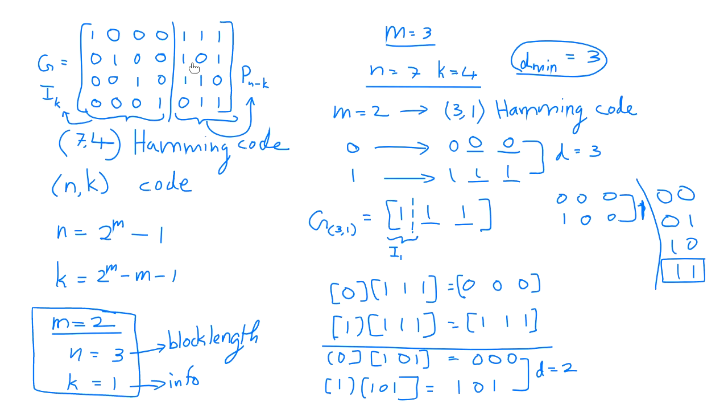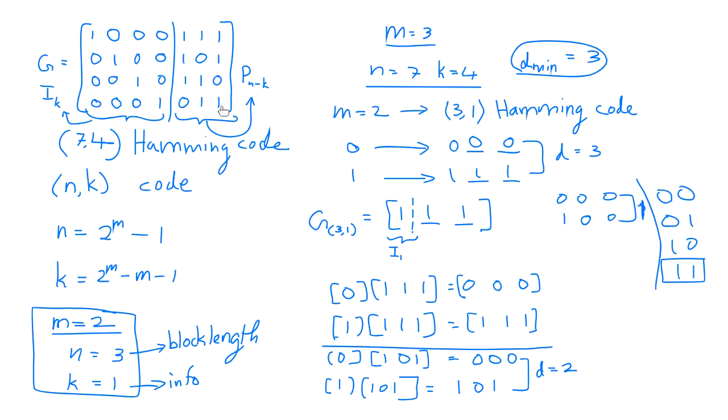So for example, the first row here has three ones. The second row has two positions which are one. The third row also has two positions which are one. The fourth row also has two positions which are one. So the number of ones should be at least two.